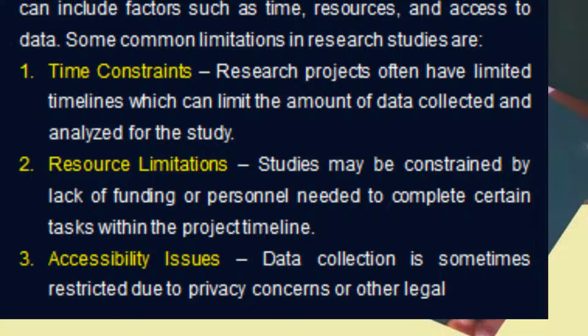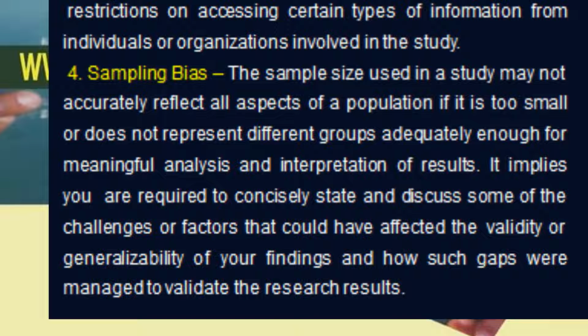Data collection is sometimes restricted due to privacy concerns or other legal restrictions on accessing certain types of information from individuals or organizations involved in the study. 4. Sampling bias. The sample size used in a study may not accurately reflect all aspects of a population if it is too small or does not represent different groups adequately enough for meaningful analysis and interpretation of results. It implies you are required to concisely state and discuss some of the challenges or factors that could have affected the validity or generalizability of your findings and how such gaps were managed to validate the research results.